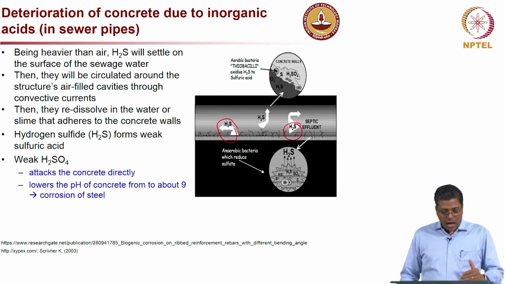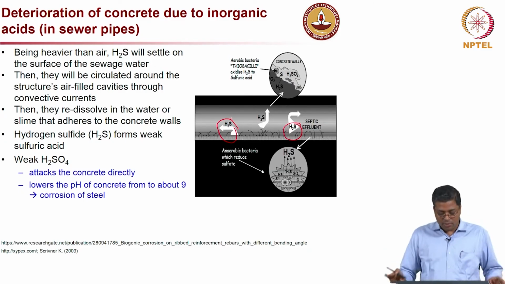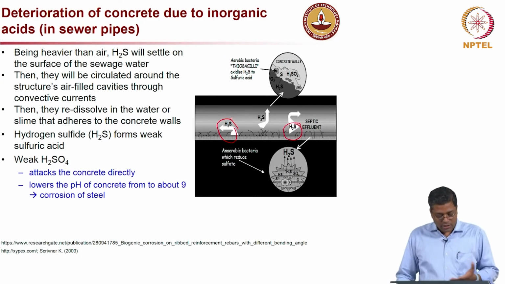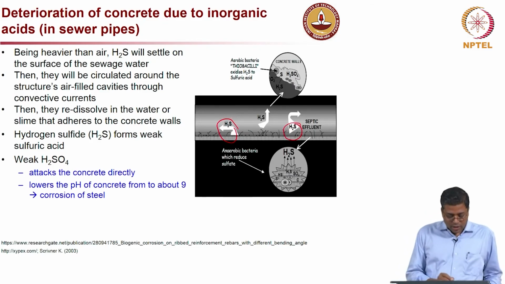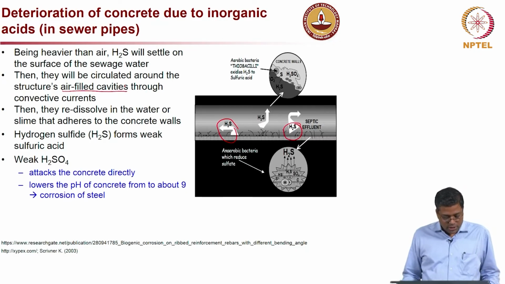So, let us see how the deterioration of concrete happens, mainly because of inorganic acids, especially in sewer pipelines. We will look at that mechanism alone here. Think about this sewer pipeline. H2S is produced, and because it is heavier than air, it will settle right above the water body, and then because of possible convective currents, it will get circulated inside the airspace available or air-filled cavities present on the concrete surfaces.